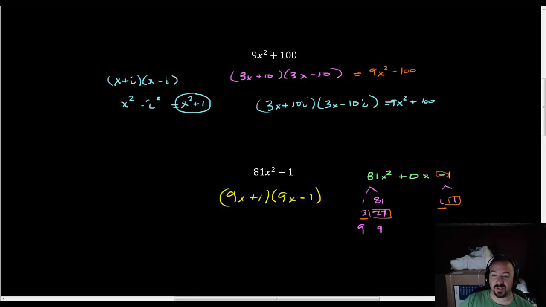In this case, 3 times 1 is 3, 27 times 1 is 27, and if I subtract them, I get 24, which is not 0. The only time it works, actually, is when I use 9 and 1 and 9 and 1. So I'm going to have 9x and 1, 9x and 1, and this sign tells me that my signs are opposite, which means one of them gets a positive, one of them gets a negative, and it doesn't matter which one does it.